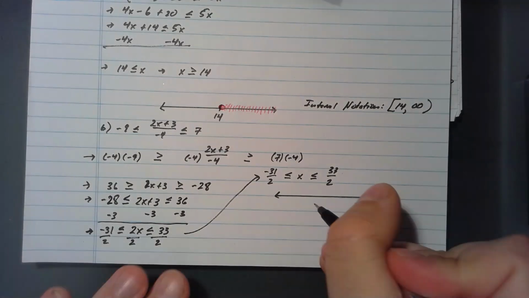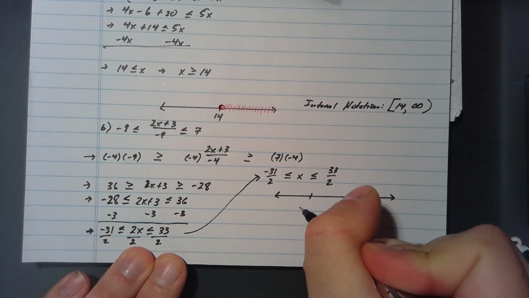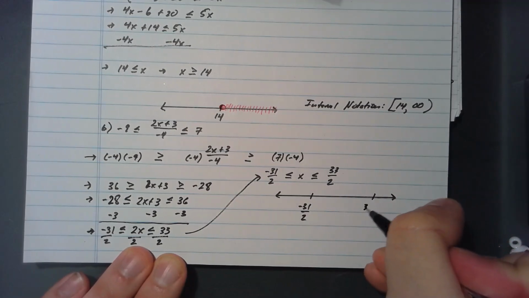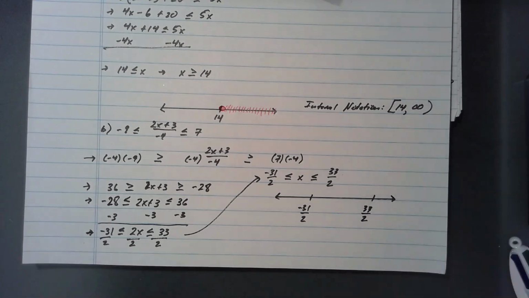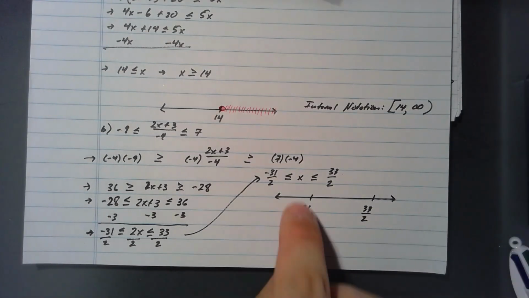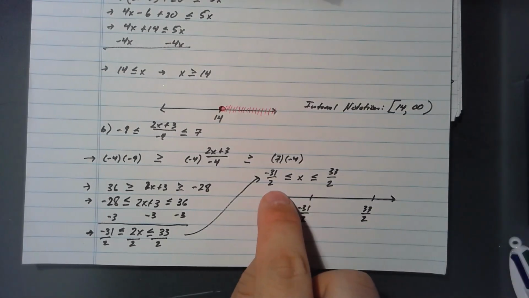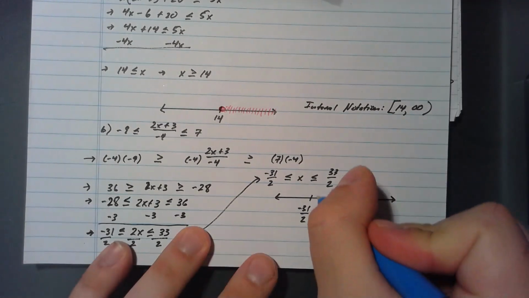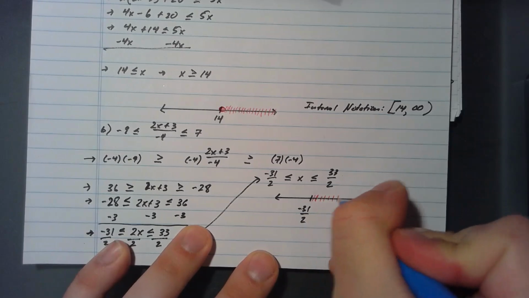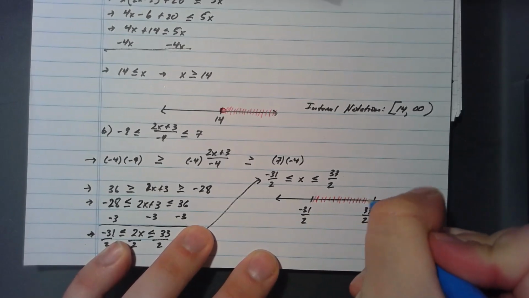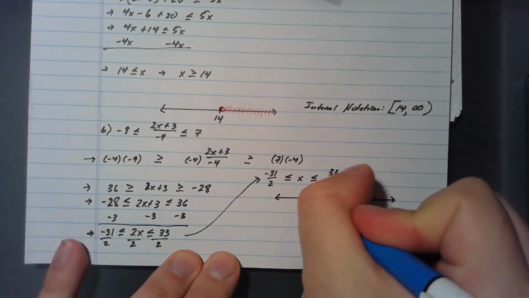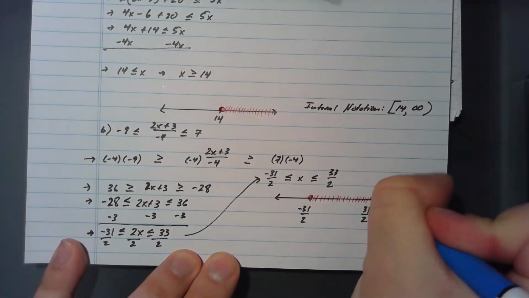So anyway, just label these values on your number line and then graph the interval or shade the interval for those x values. So this means x is caught between negative 31/2 and 33/2. So that's everything in between. And since I have equals underneath my inequalities, that means the endpoints are included in the interval. So they get solid dots.